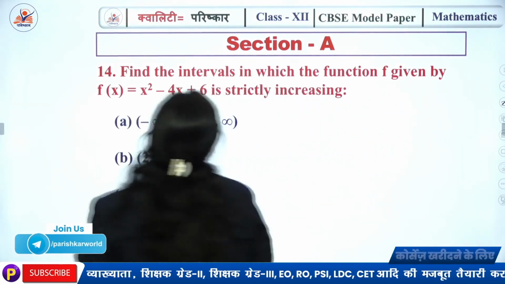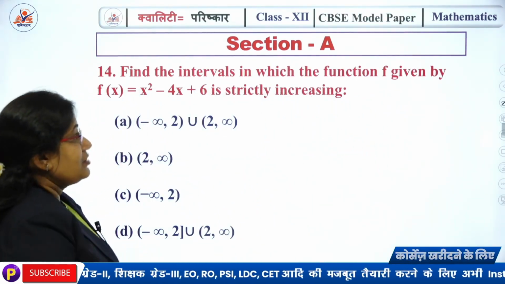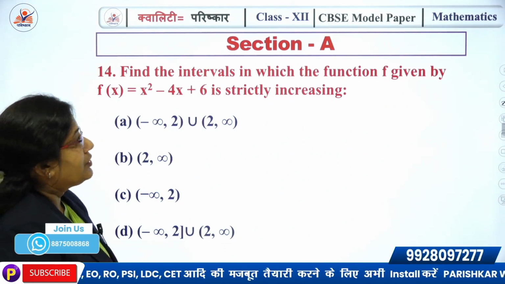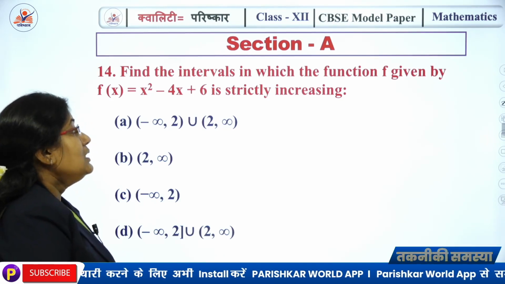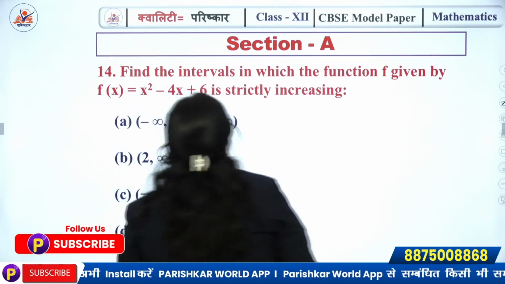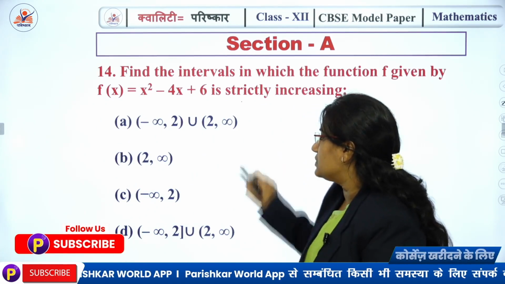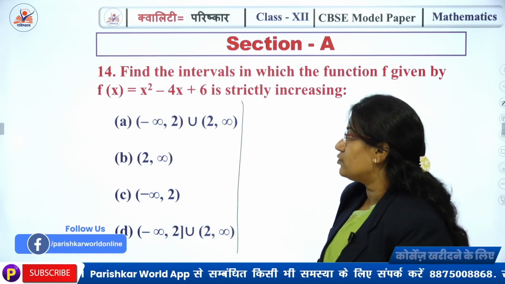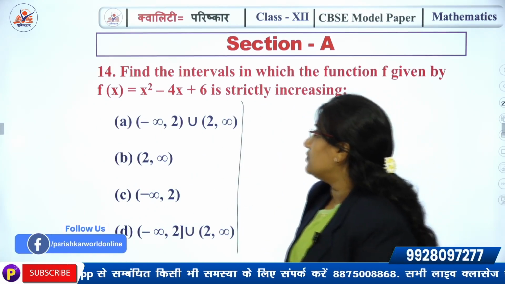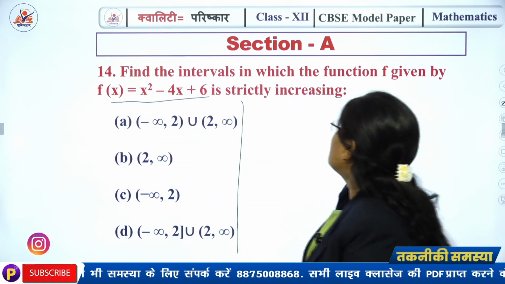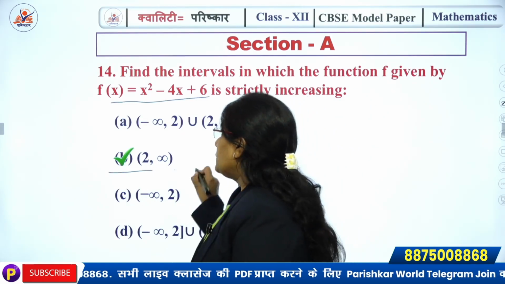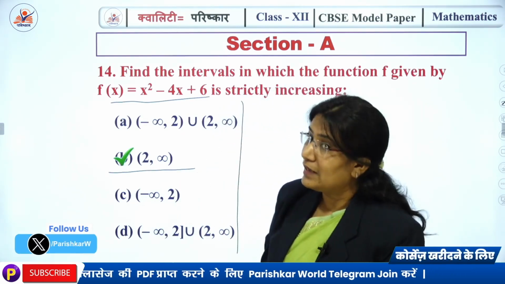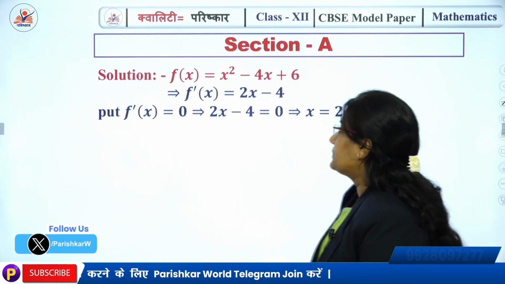Next question is, find the intervals in which the function f given by fx equal to x square minus 4x plus 6 is strictly increasing. Students, there are 4 options of intervals. We have to find out the interval in which this function is strictly increasing. Option number B, 2 to infinity. How did we calculate it? Let's see.